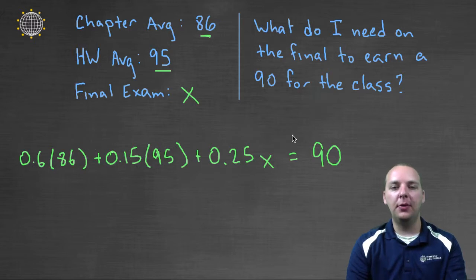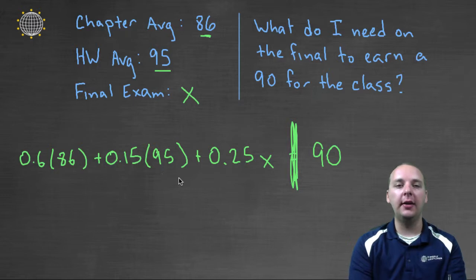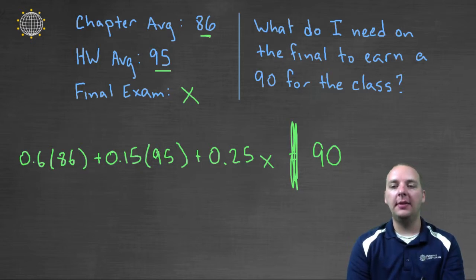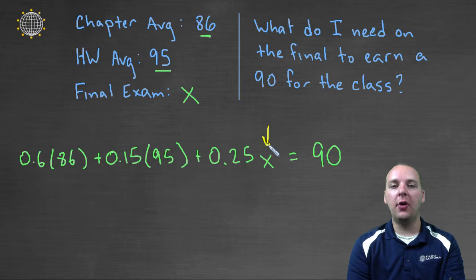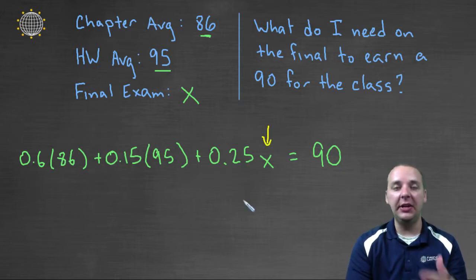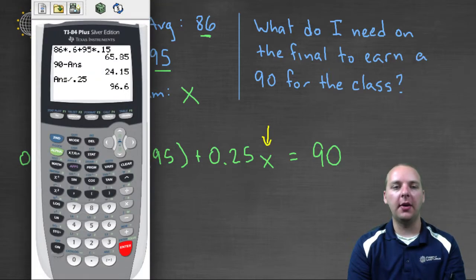So anyways, if we cut this off here, the left-hand side would be computing your final grade for a class that has a weight of 60% for the chapter test, 15% for the homework, 25% for the final exam, where we earned an 86 chapter test average, a 95 homework average, and a blank on the final exam. But we have this set equal to 90 because we want our final grade to equal 90. And so really all we have to do now is solve for X. And this is just a basic linear equation. And so let's crunch these numbers and solve for X. So I'll get my calculator out here.